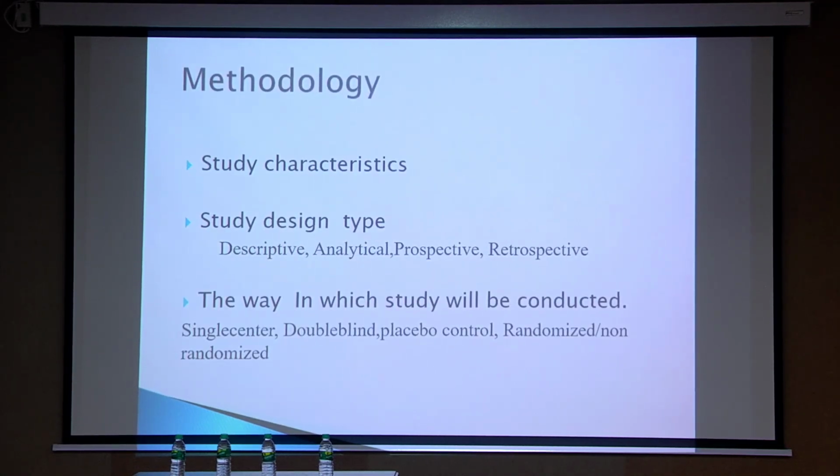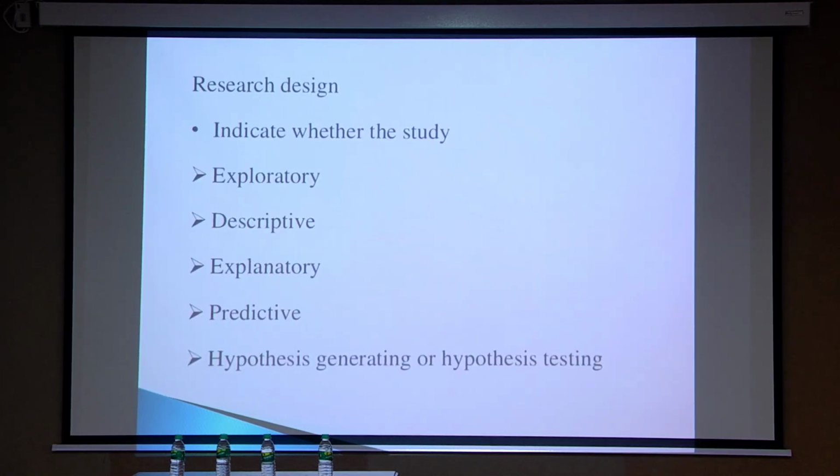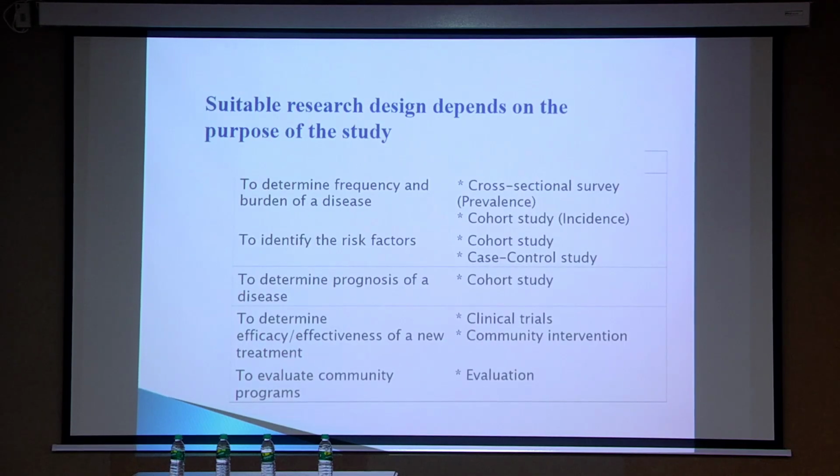I had already told you about study characteristics and design type: descriptive, analytical, prospective, and the way in which the study will be conducted, single center, double blind, placebo control, randomized or non-randomized. Research design: whether the study is exploratory, descriptive, explanatory, predictive, hypothesis generating or testing. I have already told this.